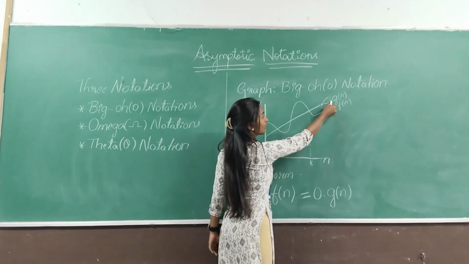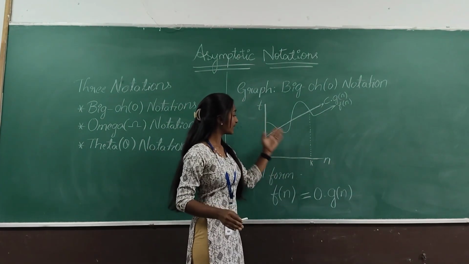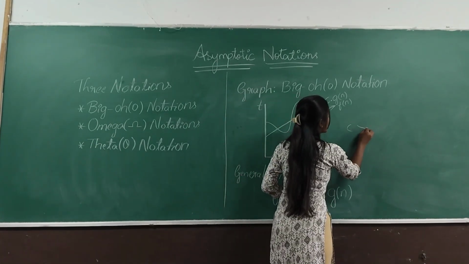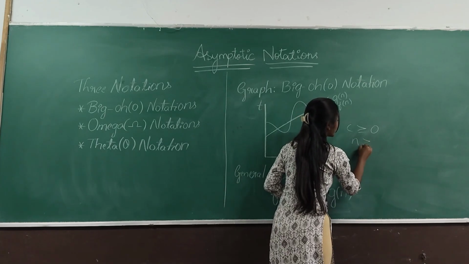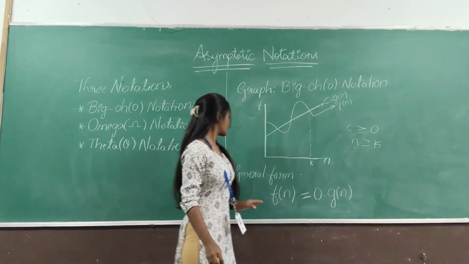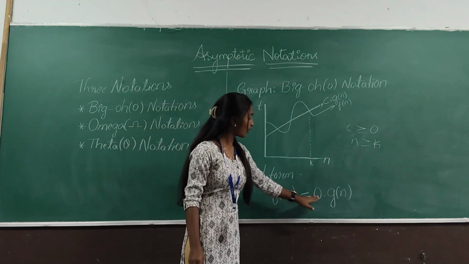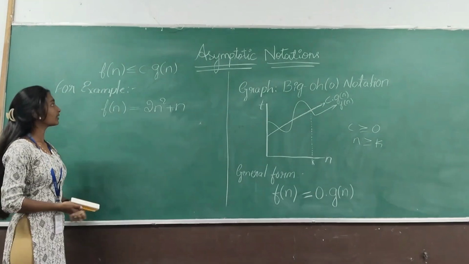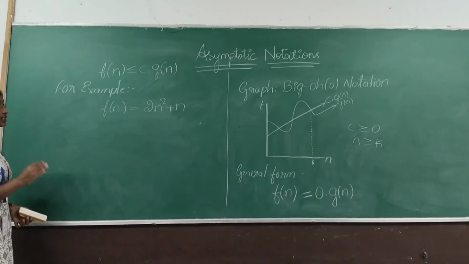Here f of n and g of n are two functions, t is the time and n is the number of inputs. So c will always be greater than or equal to 0 and n will always be greater than or equal to k. These are the conditions in this graph. The general form of big O notation is f of n equals order of g of n. The main condition of big O notation is that f of n is less than or equal to c into g of n.